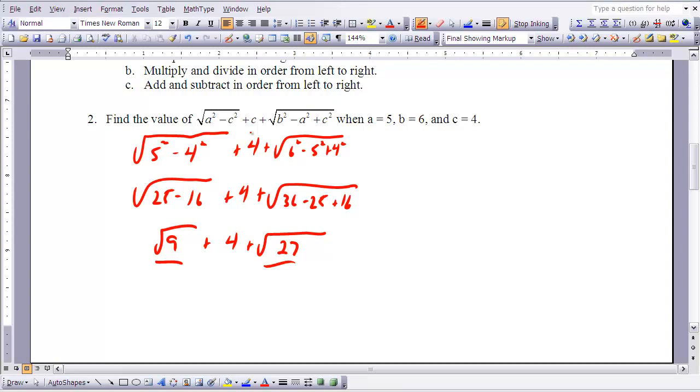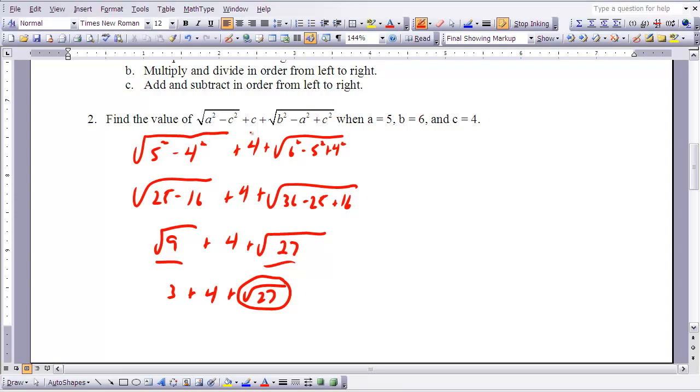Well, the square root of 9, I can simplify that. That's going to be just 3. So I'm left with 3 plus 4 plus the square root of 27. Now I can get an approximation to this. Okay? We're going to talk a lot more about approximations and exact values as we move through this course. You talked a little bit about it last year in geometry.